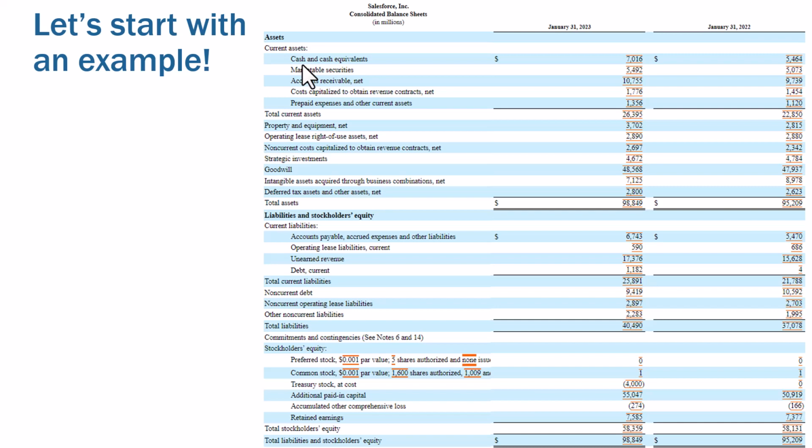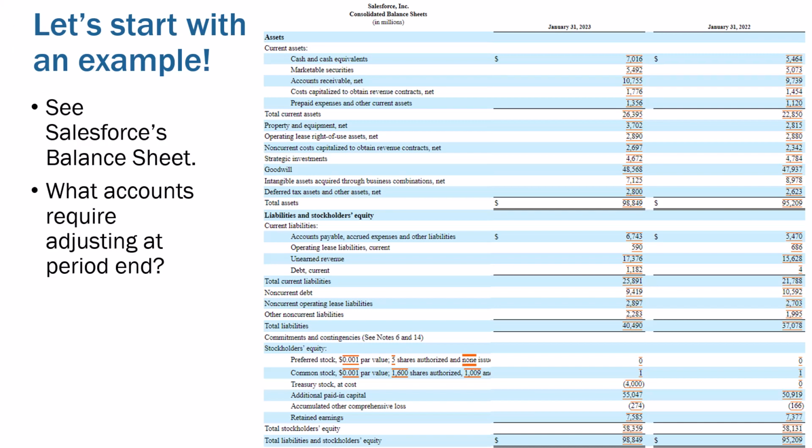So if we look at the balance sheet for Salesforce, what sort of accounts within this might give rise to adjusting entries? We have the last couple of years of their balance sheet here. Where might we need to look and see that revenues or expenses needed to be updated at the end of the accounting period? Well, most of these accounts are actually going to require that, but just a few examples for us here.